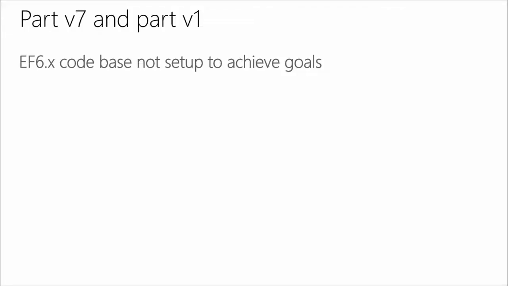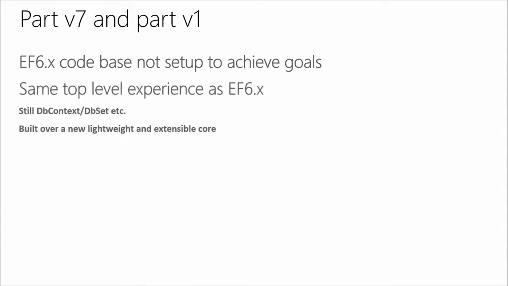So as I mentioned, the EF6.x codebase, we just had a lot of baggage in there. It wasn't well factored, so we had to look at a bit of a reboot. And as you mentioned, ASP.NET 5 coming out was a really good time to do it, as we're already rebooting other parts of the stack as well. So concept compatible in the sense, same top-level experience, so you still get DbContext, you still get DbSet, but under the covers they're built over a much more lightweight and extensible core, which is similar to everything we've talked about today for ASP.NET 5.